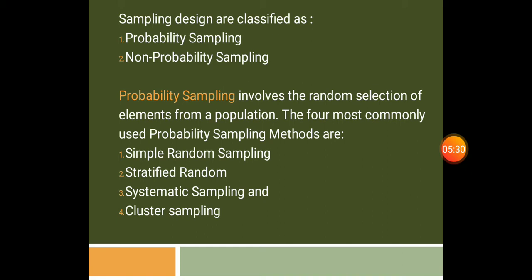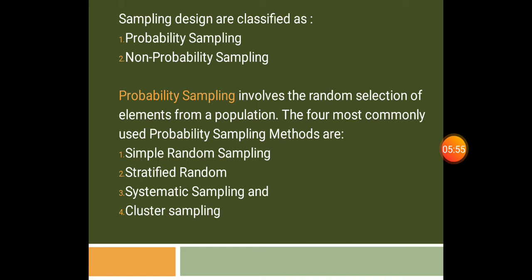Keeping that in mind, now you come to probability sampling. What do you mean by probability sampling? We are assigning a particular probability to each and every unit of the population so that that particular individual can be selected into the sample. That is what you mean by probability sampling. That means each and every unit has an equal chance of being selected.